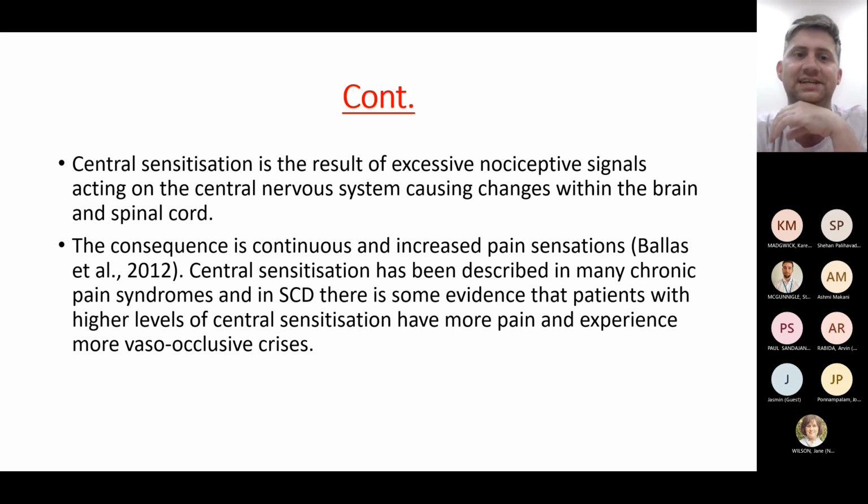Central sensitization is a result of excessive nociceptive signals acting on the central nervous system, causing changes of the brain and spinal cord. And the consequence is continuous and increased pain sensitivities. Central sensitization has been described in many chronic pain syndromes and in sickle cell disease. There is some evidence that patients with higher levels of central sensitization have more pain and experience more vaso-occlusive crises.